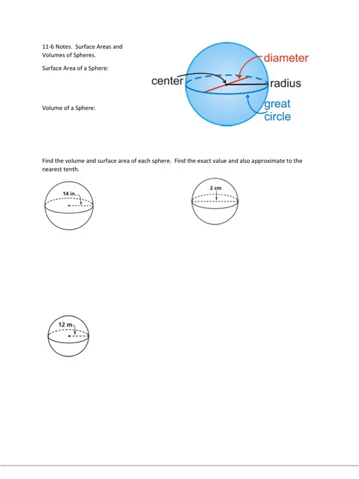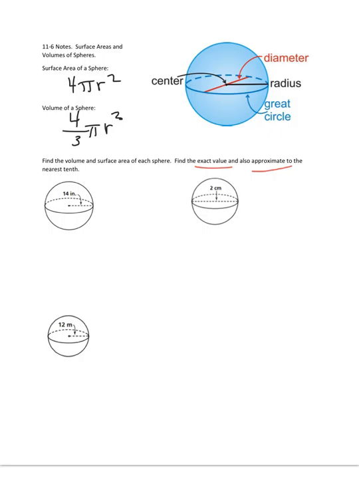Right, a sphere is a three-dimensional circle. So the formula for the surface area of a sphere is 4 pi r squared, and the volume of a sphere is 4/3 pi r cubed. So down here, find the volume and surface area. Find the exact value and approximate value.